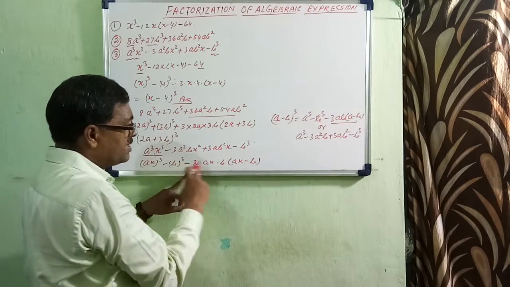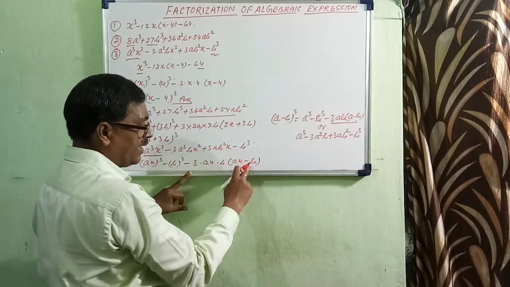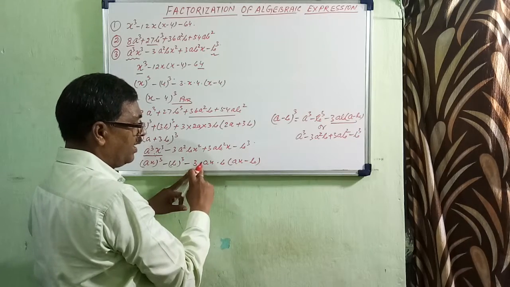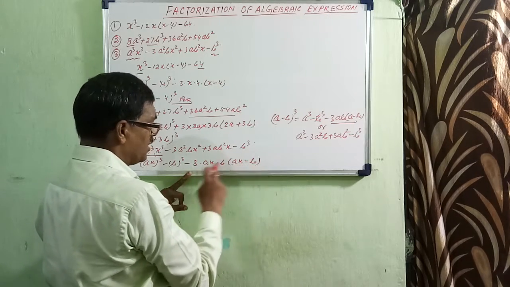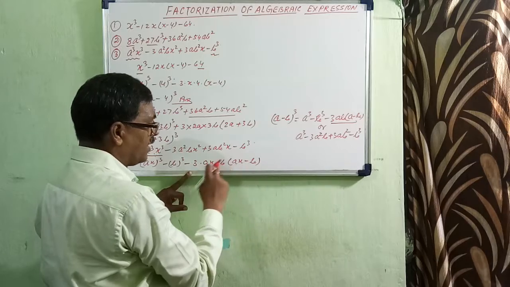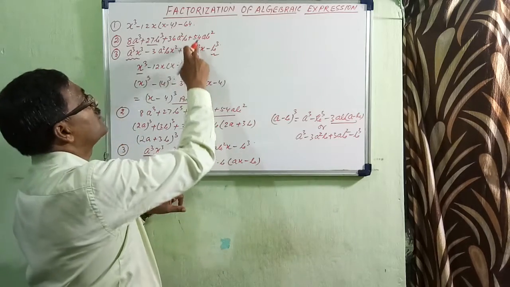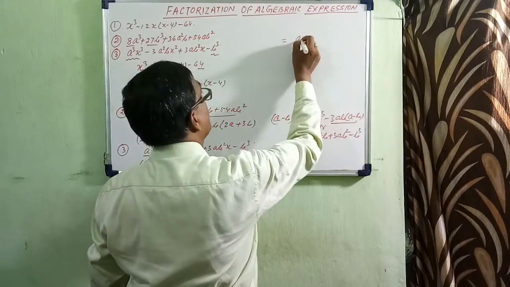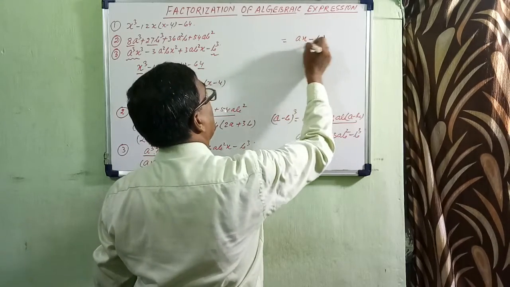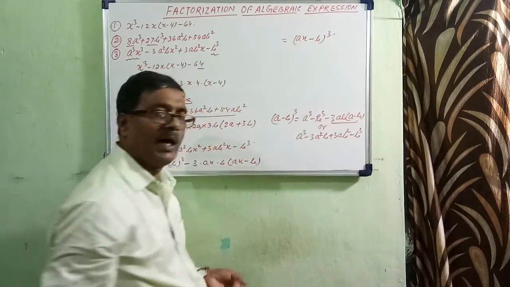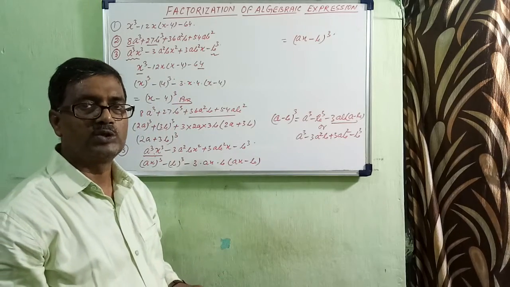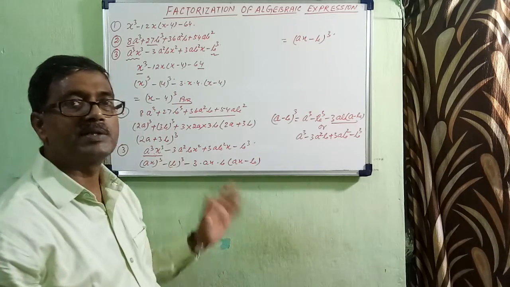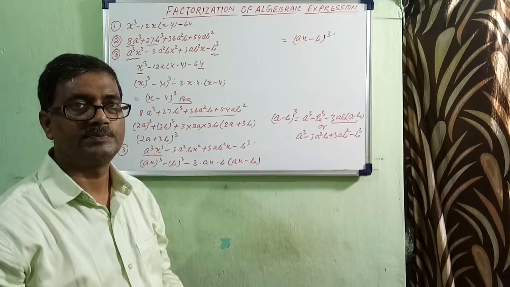And when you multiply this and this, minus into minus will be plus, so it will be 3AXB into b. So 3AB square into x, 3AB square into x. So directly you can write here that it is (AX minus b) whole cube, and this is your answer. So after that I will discuss some more questions.